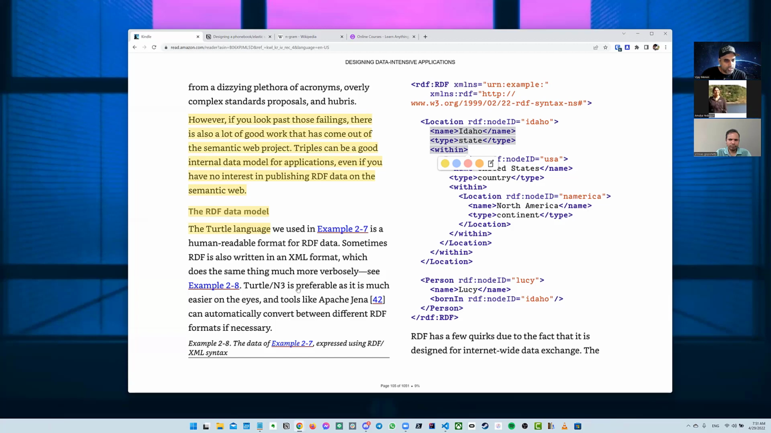Turtle N3 is preferable as it is easier on the eyes. It looks like Apache Jena. RDF has a few quirks. Let's see here.